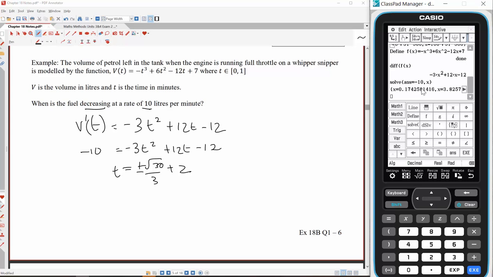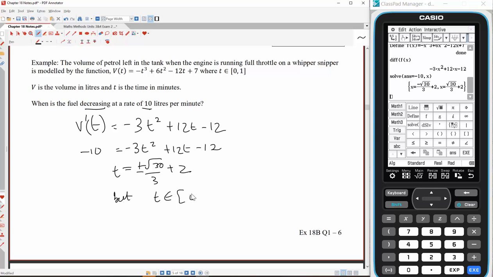And interestingly, if we have a look at the domain where t is an element from 0 to 1, what we'll note here is that this first solution is actually the one we're after. Even though it's got a negative sign out the front of it, it actually is a positive number. Let's go back and note that, t is an element between 0 and 1, therefore t is equal to negative root 30 on 3 plus 2. All right, so there's your 18B questions, applications of calculus.